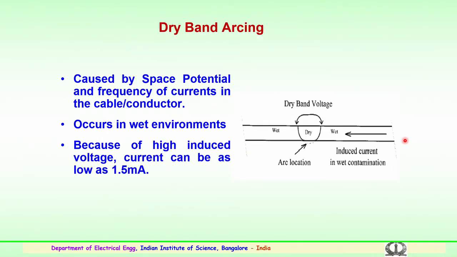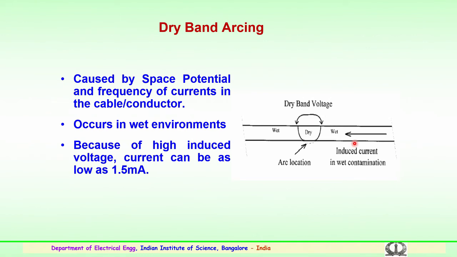Then, dry band arcing is again caused by the space potential as mentioned, and here the frequency of the currents in the cable or conductor depends upon the type of potential, the magnitude of the potential, and how much induced current there is during the wet or moist conditions. So, because of the dry and wet bands which are formed on the surface, and because of the induced currents, there could be small arcing which is known as dry band arcing.